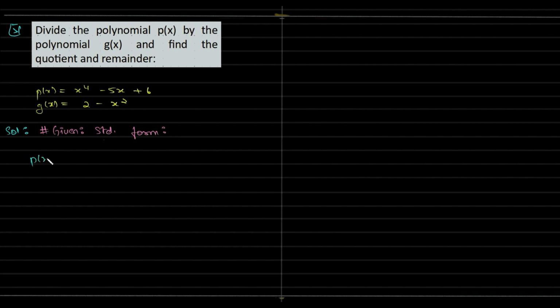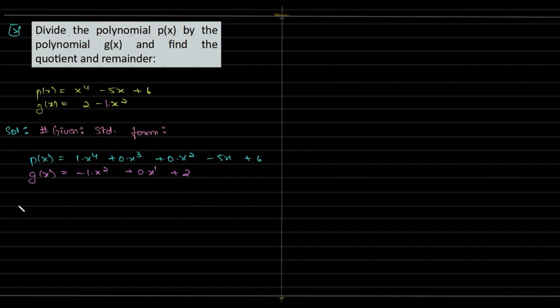So p of x: first look at the highest power term, so 1x to the power of 4, next is the cube, next is the square term, next is the power of 1, and the constant. We have g of x equal to minus 1x square plus 0x, is it not? Because square is the highest term and it's a negative term, so you can't neglect that. It has to be negative. Then we have the linear term and then the constant term.